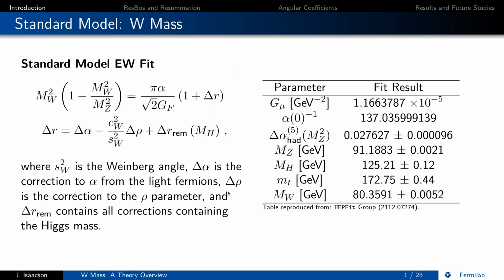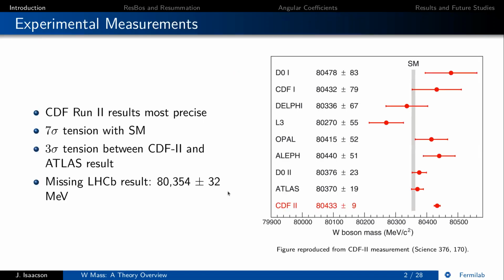On the other hand, you can also measure this directly experimentally, and you can see the collection of different results that are available. What's interesting to note is that the CDF run 2 result that recently came out is the most precise result. However, it has a 7 sigma tension with this electroweak precision fit and the standard model. Additionally, I like to highlight the 3 sigma tension between ATLAS and CDF.